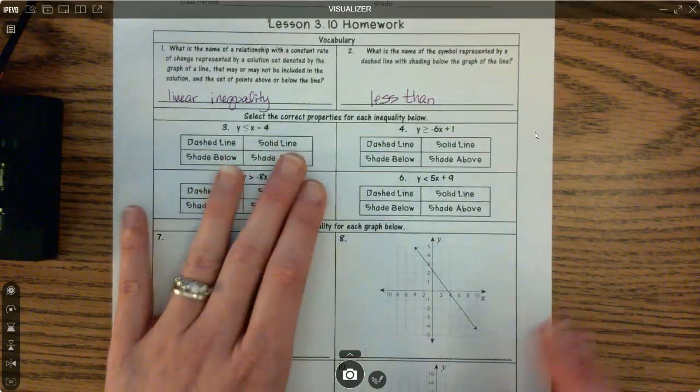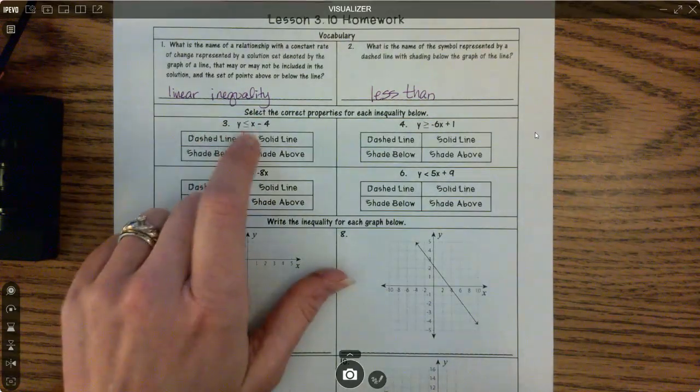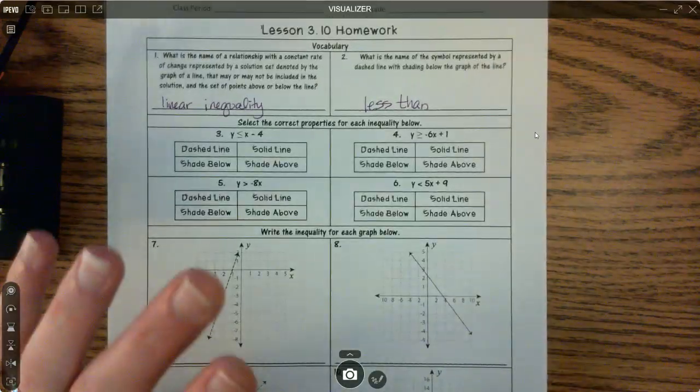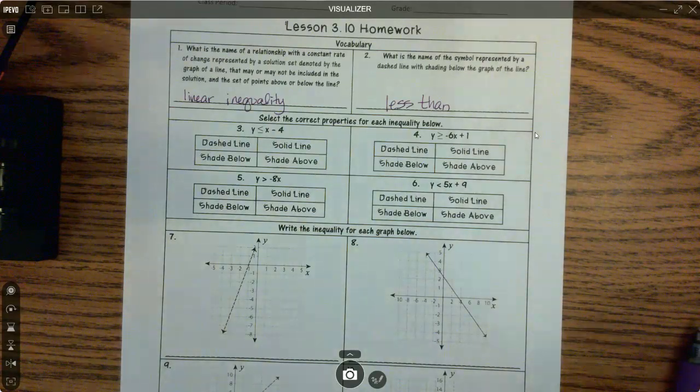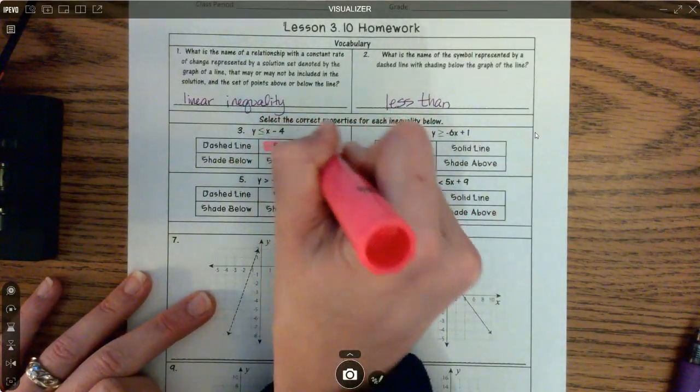So just looking at the equation, you can tell if it's a dashed or solid line and if you shade above or below. So if there's a line underneath the inequality sign, automatically it's a solid line. We're going to graph with a solid line. And so you can circle it. I don't care how you do it.